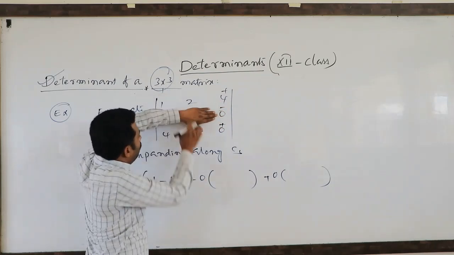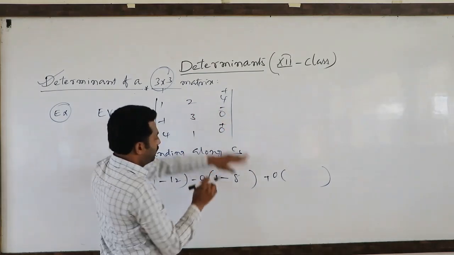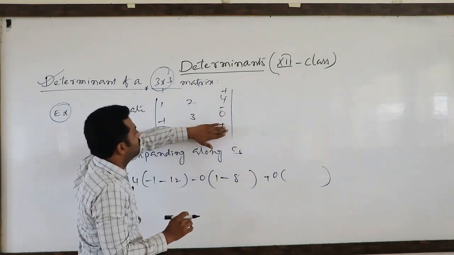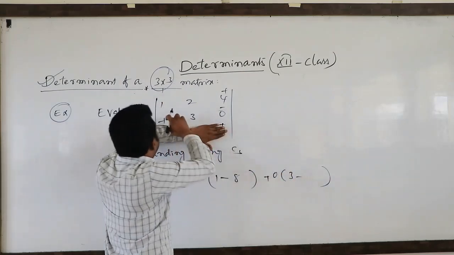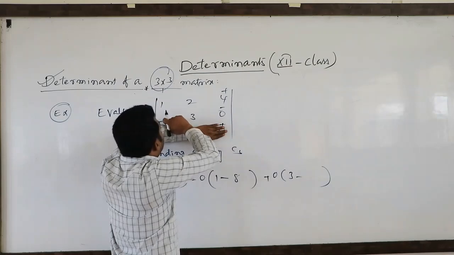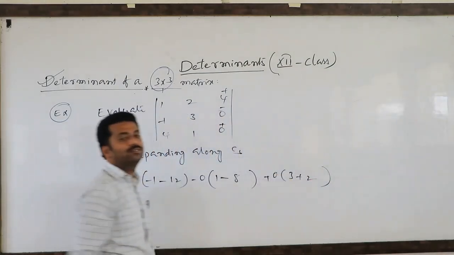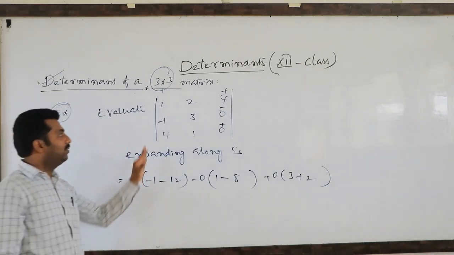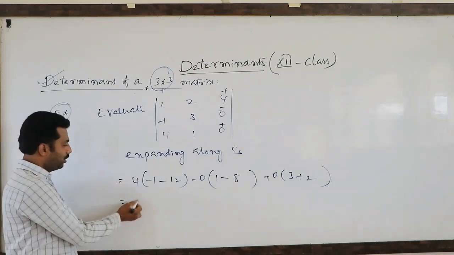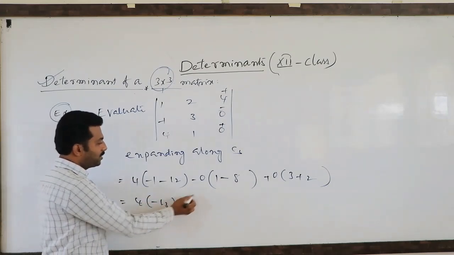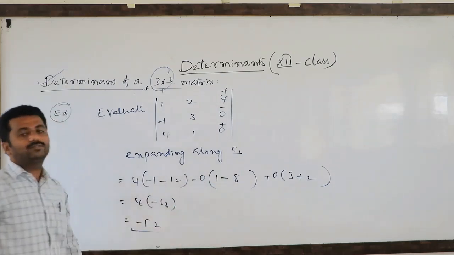See, 1 into 1, that is 1. 4 into minus 8. Next, this one. Corresponding row, corresponding column you close. 1 into 3, this is 3. Minus 1 into 2, minus 2, already minus is there, so this becomes plus 2. So be careful: whenever negative elements are there, you have to consider that sign also. So this is 4 into minus 13, this is completely 0. So this is always minus 52.